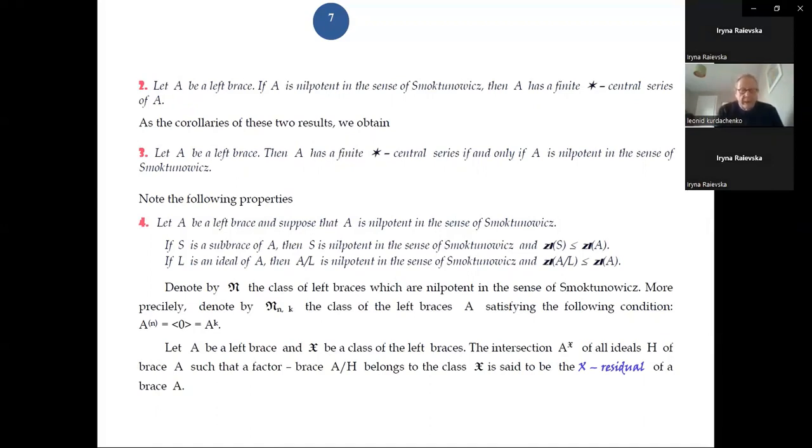Denote by N the class of left braces which are important in terms of nilpotency. More precisely, denote by N_{n,k} the class of left braces that satisfy the following condition: A to the power n in brackets is 0 and A to the power k is open.